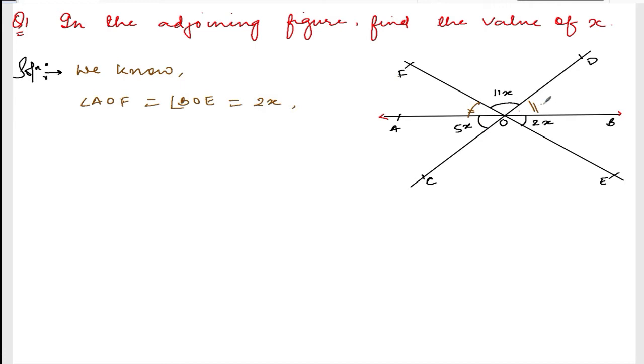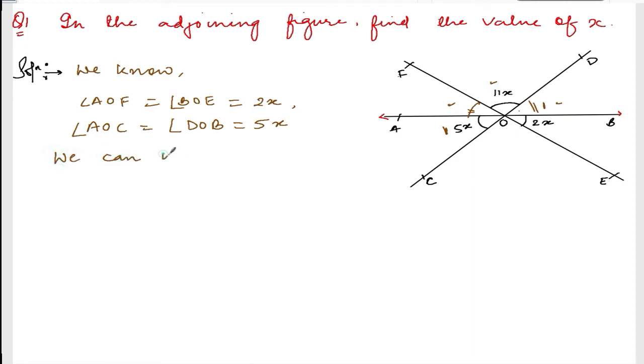Next, this angle and this angle are equal, right? So angle AOC is equal to angle DOB, this angle is equal to this angle, which is equal to 5x. Okay, so we know these two angles are equal, and we know these two angles are equal. Therefore we know this angle, this angle, this angle.